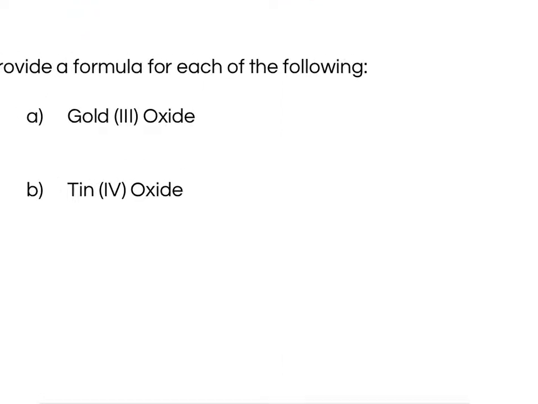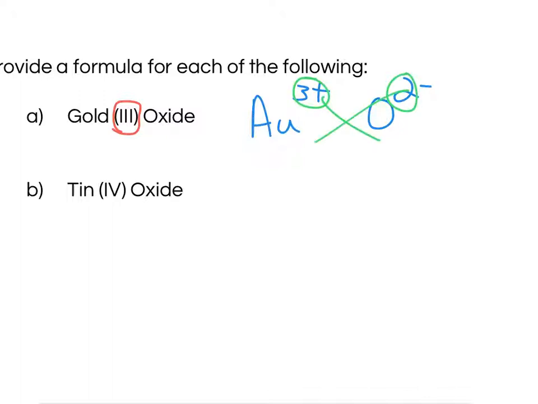So I have gold(III) oxide. The 3 right here actually makes it quite simple for me. I need to look for the charge on the periodic table, because they're telling me that in this compound, gold, which has the symbol Au, has a +3 charge. And oxygen always has a -2 charge, as per the periodic table. Then I take these and I cross them down. And then the formula that results is Au2O3, and that's it.